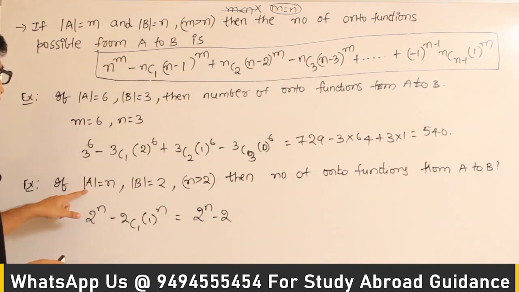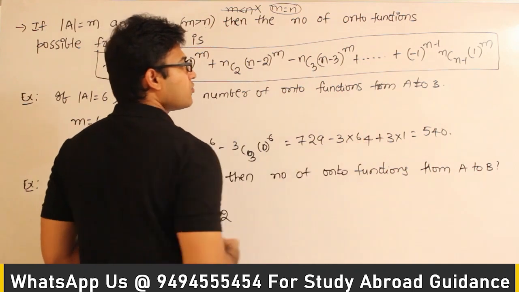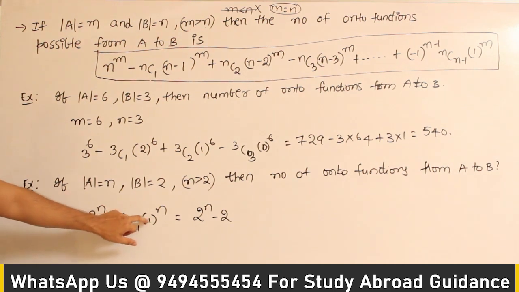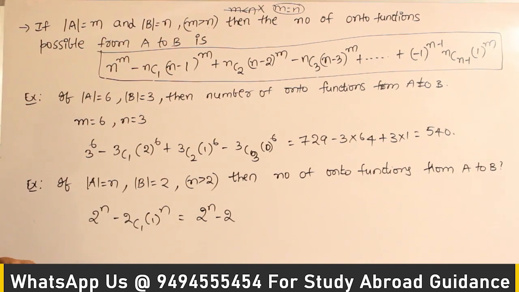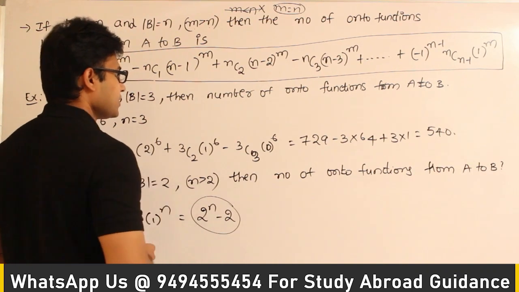Look at the next example here. If the number of elements in A equals n and the number of elements in B equals 2, then the number of onto functions possible, according to this formula, you are going to get this: 2 power n minus 2C1 into 1 power n. Even if you directly do it, you can see this. So how do you think that we got it? Simple.